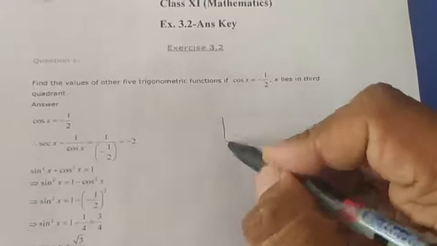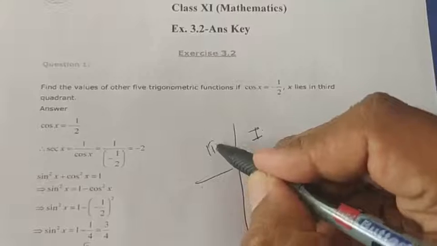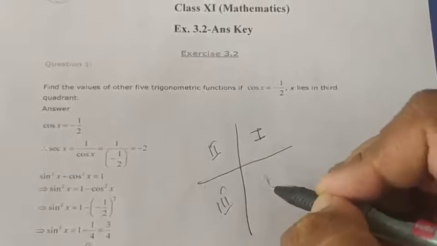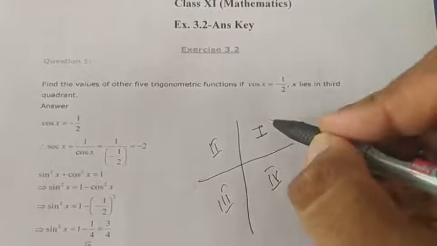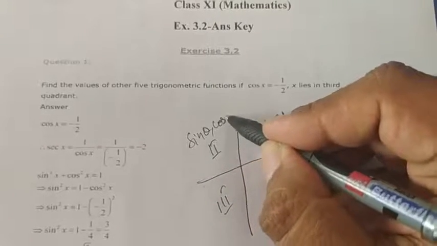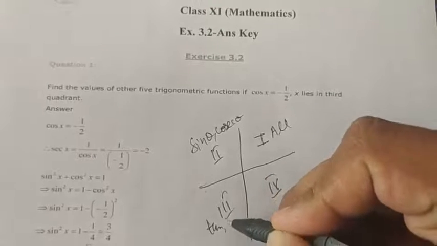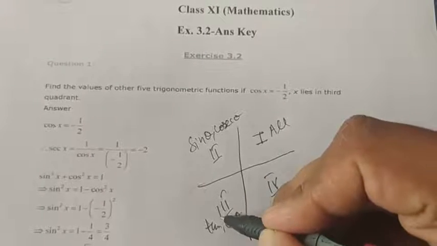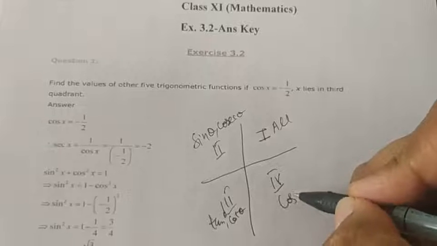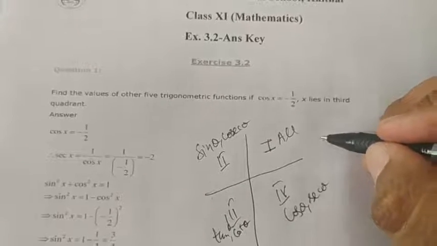First of all, you must know what the quadrant system is. There will be 4 quadrants: first quadrant, second quadrant, third quadrant and fourth quadrant. In the first, all are positive, and here sine theta and cosecant theta are positive, and here tangent and cot theta are positive, and here cos theta and secant theta are positive. The formula is add sugar to coffee.